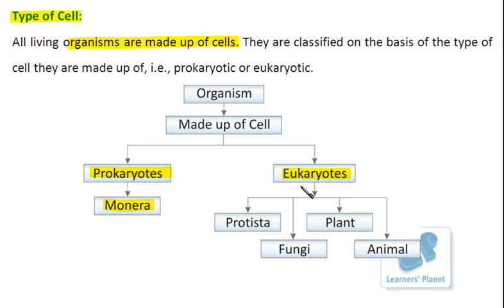Now further, these eukaryotes, whether they are made up of a single cell or multiple cells, or what type of body organization is there, further on the basis of these basic properties, these eukaryotic organisms are classified into 4 kingdoms. What are they? The protista, fungi, plant kingdom, and the animal kingdom. So now if you just focus on these names, that is fungi, plant, animal, you must know the basic concept of all these organisms, right?